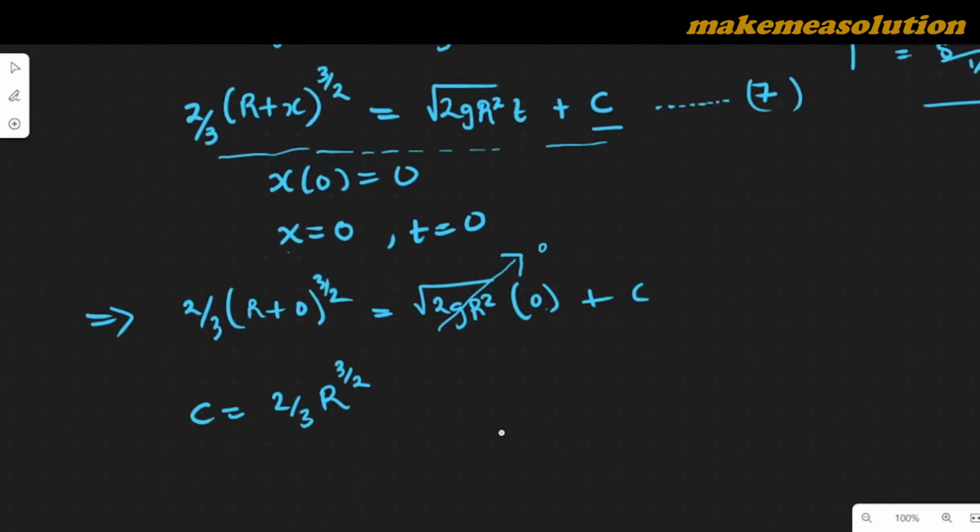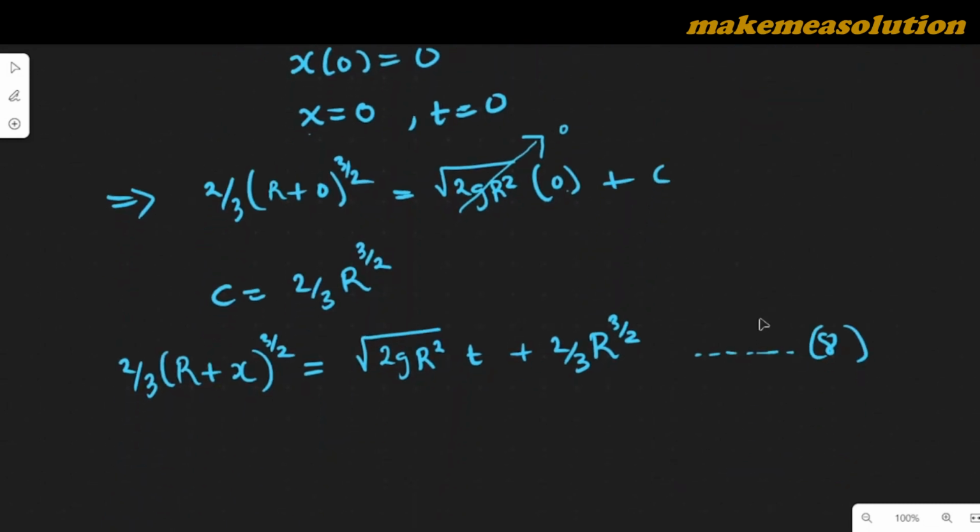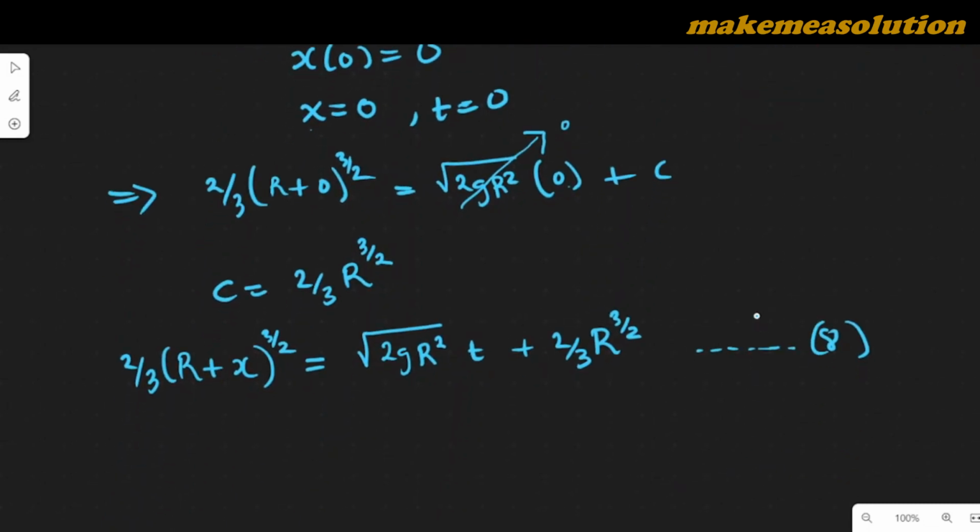So finally our equation is now going to be 2 over 3 times r plus x raised to the power of 3 over 2 is equal to the square root of 2gr squared times t plus 2 over 3 r raised to the power of 3 over 2. So this is our displacement time equation, and the objective is to determine t for some particular value of x.